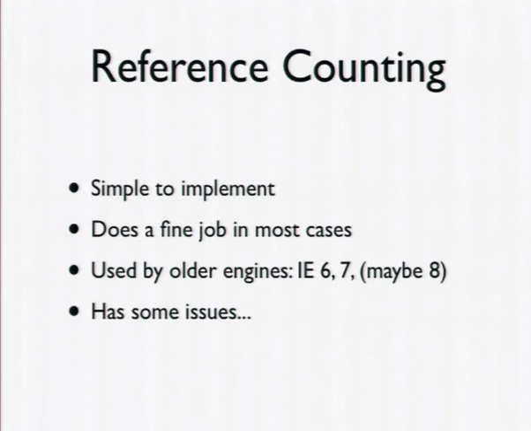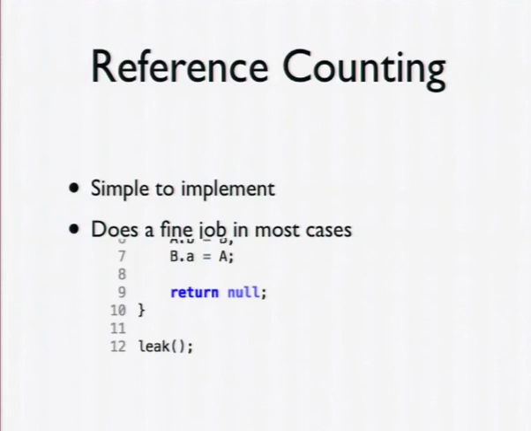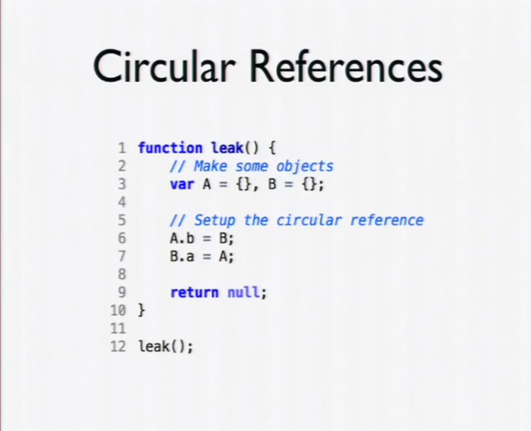But it does have a few issues, namely circular references. If we were to implement this reference counting garbage collection system for JavaScript very naively and just keep the reference counts, this would cause what's called a memory leak, meaning memory that's not reachable but is not being collected.